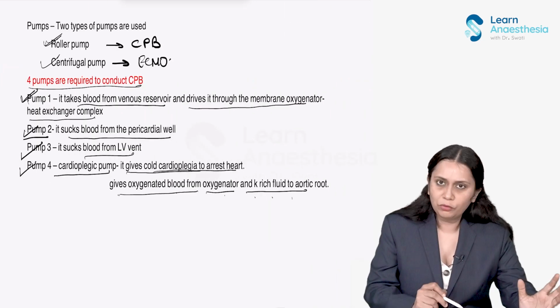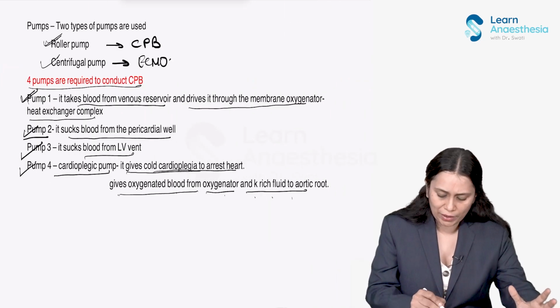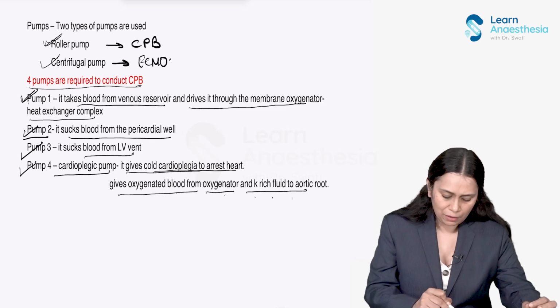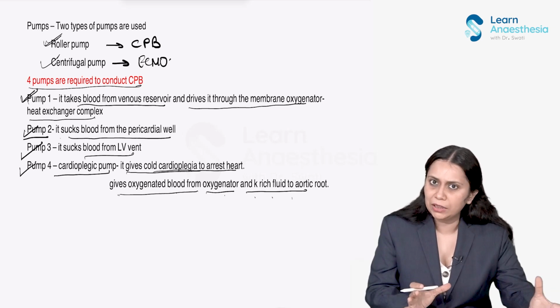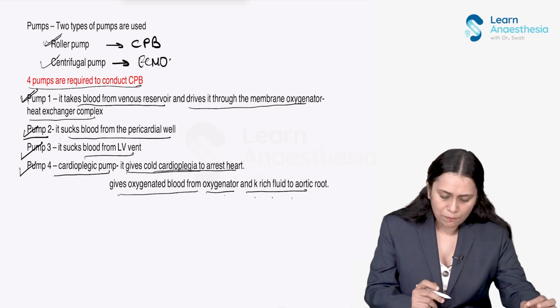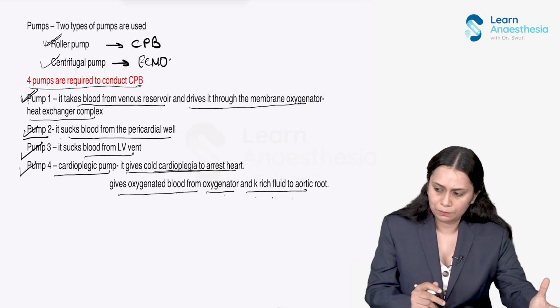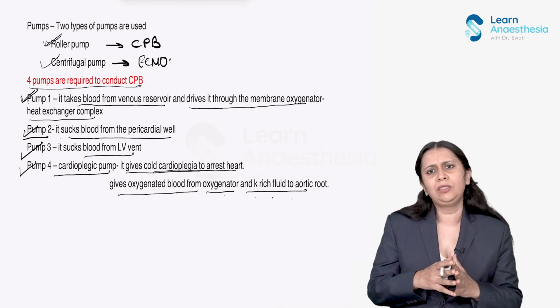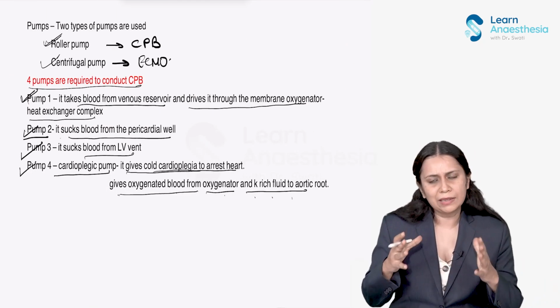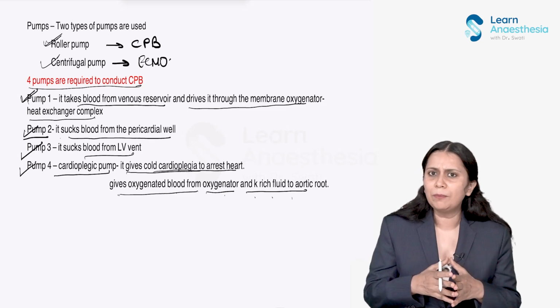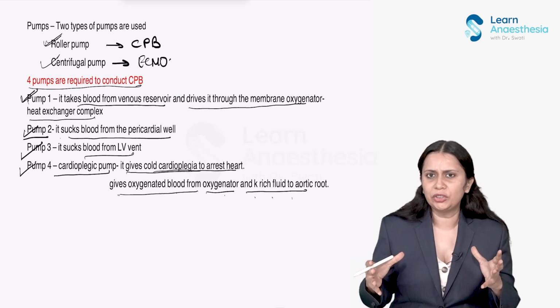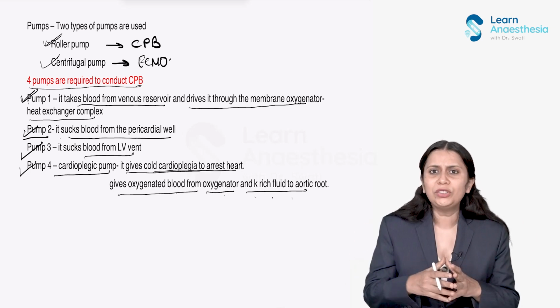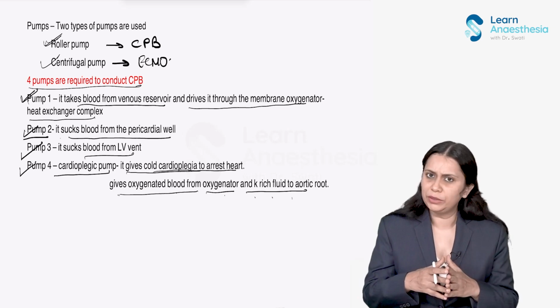Pump 1 takes the blood from the venous reservoir and drives it to the membrane oxygenator and heat exchange complex. Pump 2 sucks the blood from the pericardial well. Pump 3 sucks the blood from the LV vent, and pump 4 is the cardioplegic pump. Okay. So this is the basic design of the CPB machine. As I discussed, it depends upon the pumps, the membrane oxygenator, and the tubings which are connected to each other.